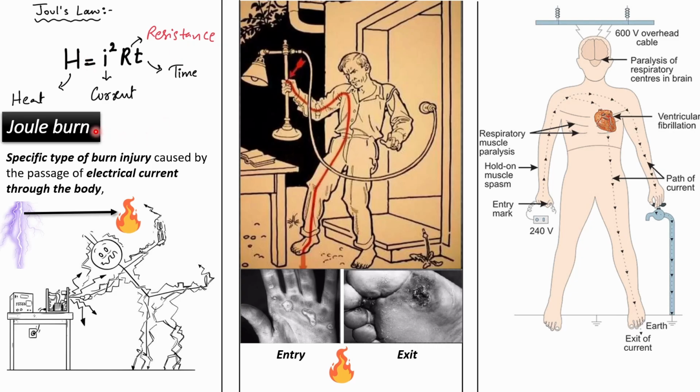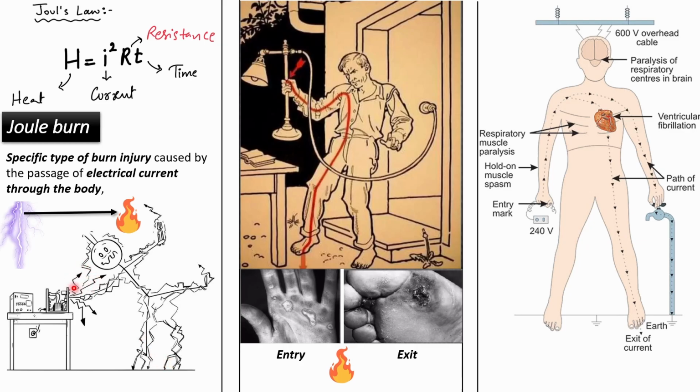Now coming to the definition, for the forensic aspect, what is Joule burn? It is a specific type of burn injury caused by the passage of electric current through the body. Because the current is flowing through the body, from where to where? From the high voltage to the low voltage. Ground is always low voltage. That is the earthing we say, that the potential is less there.